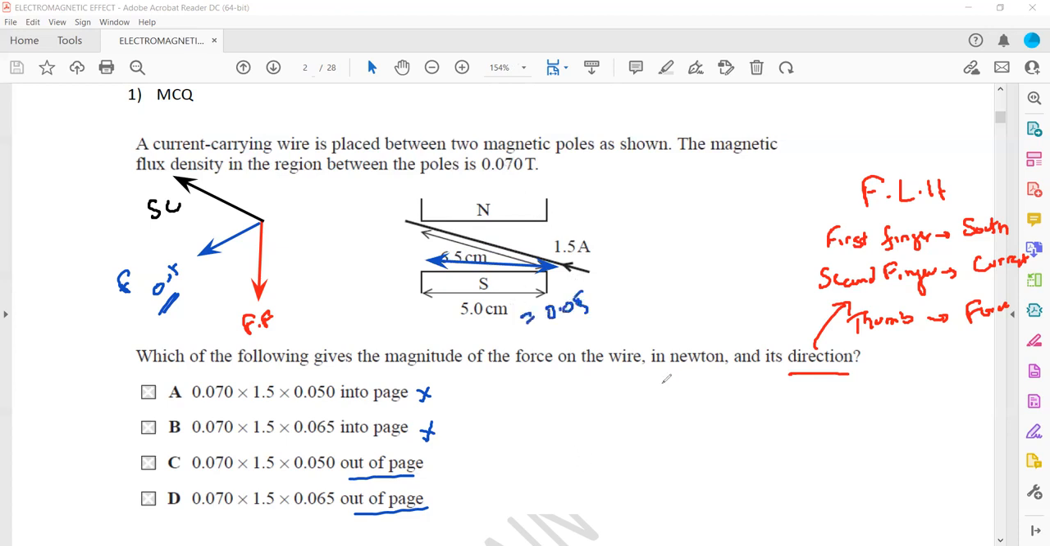And how do we get the force in Newton? We have the formula F equals BIL, where B is the strength of the magnetic field, 0.070 Tesla. I is the current which is passing through, that's 1.5, and 0.05 is the length which is perpendicular to the magnetic field, and the direction will be out of the page. So with reference to this, option C will be the right answer. Is it clear?